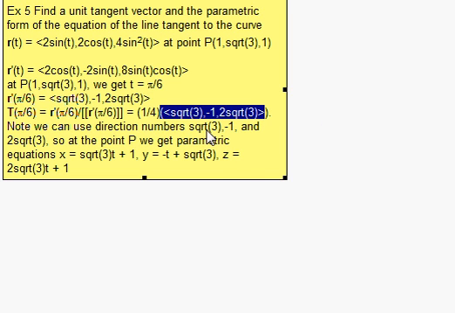Now we can use the direction numbers, square root of 3, negative 1, and 2 square root of 3 at the point P, and we get parametric equations. x equals square root of 3 times t plus 1, y equals negative 1 times t plus square root of 3, and z equals the direction number 2 square root of 3 times t plus 1.